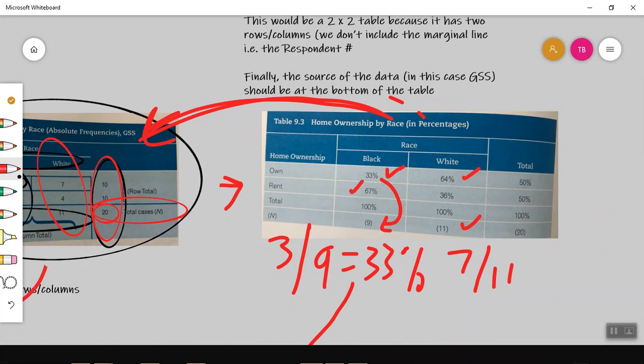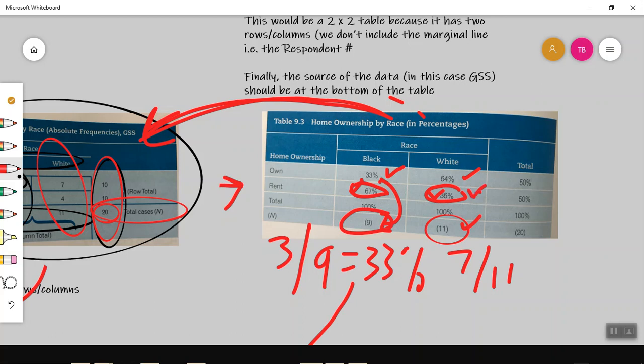And you could do that for each one of these categories. You take this one divided by the one below it. So you treat the top one as the numerator, the bottom one is the denominator. Let's do one more.